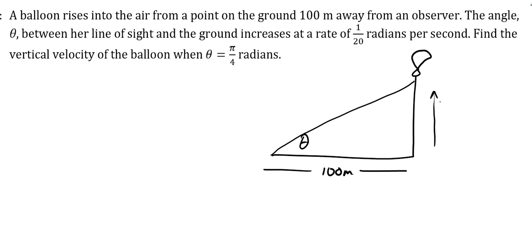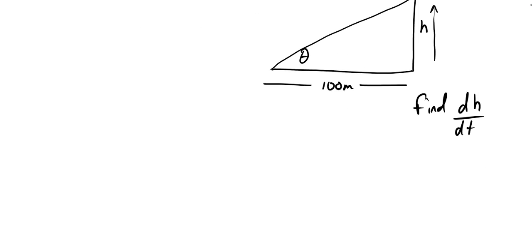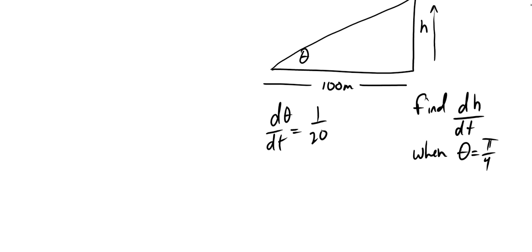Determine the vertical velocity of the balloon when theta is pi by 4. So again, that's giving us some different information from the last question. So if I call this h, find the vertical velocity, we're finding dh by dt when theta equals pi by 4. And we're given d theta by dt is 1 over 20 radians per second. Okay, you try to do the next step from here.